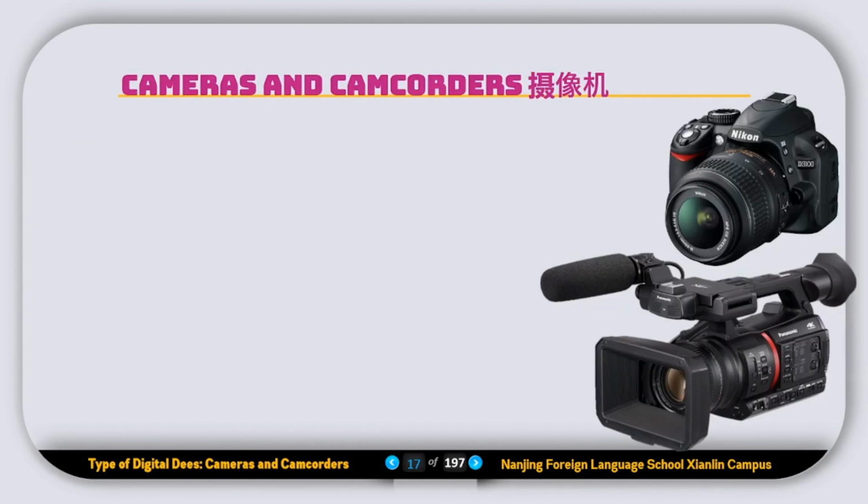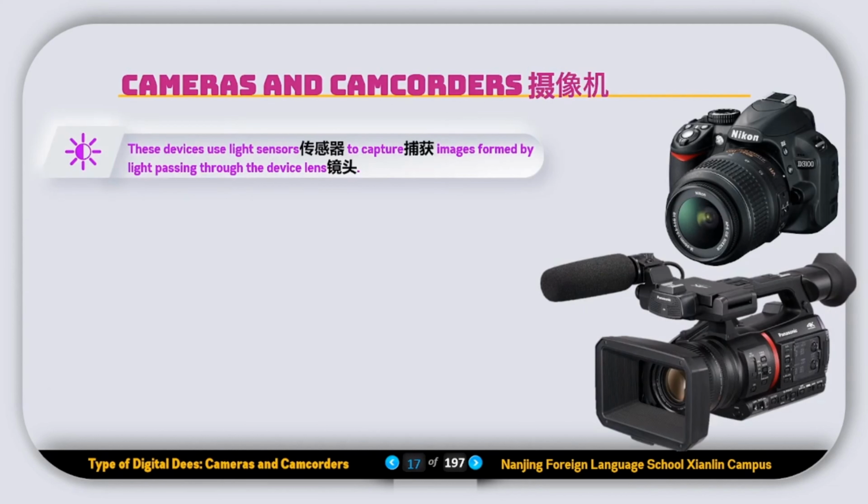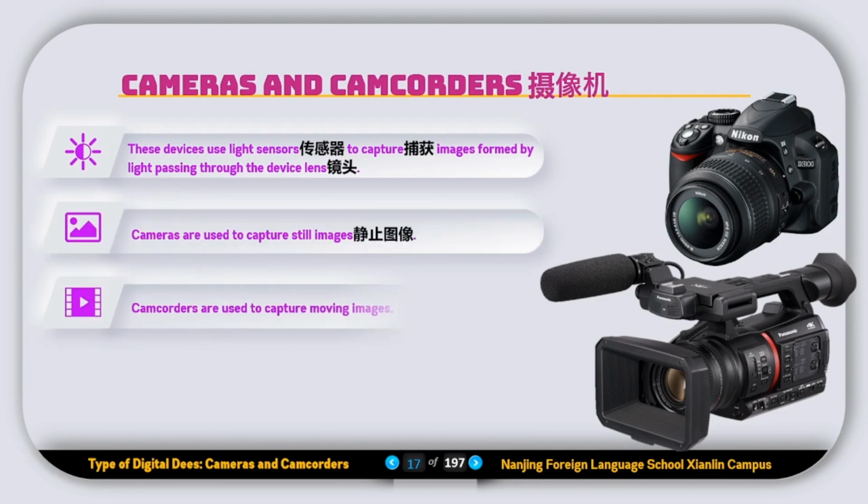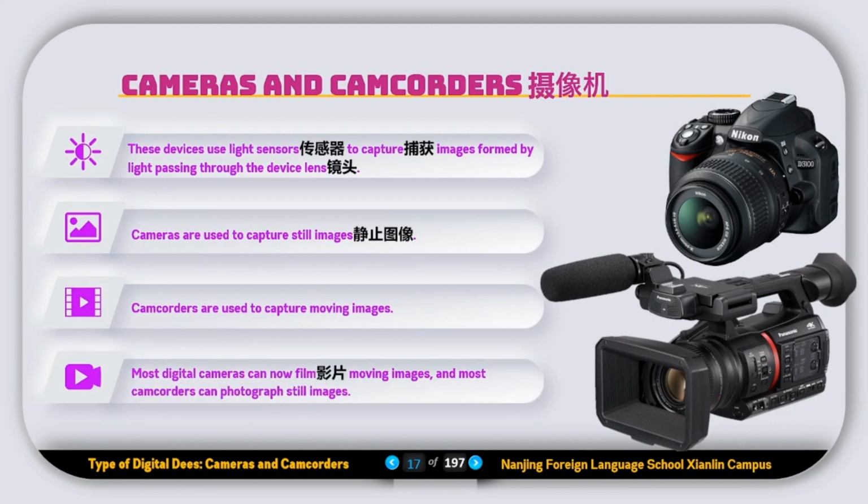Now let's talk about cameras and camcorders. These devices use light sensors to capture images formed by the light passing through the device lens. Cameras are used to capture still images, while camcorders are used to capture moving images. Most digital cameras nowadays film moving images, and most camcorders can photograph stills.